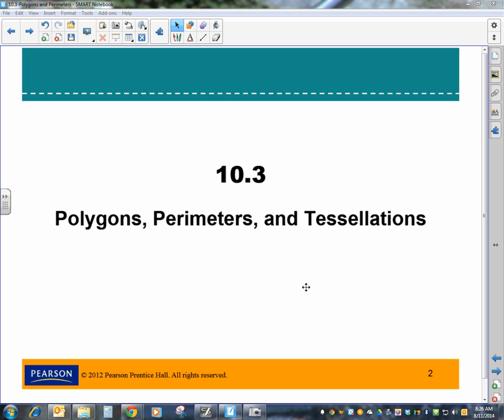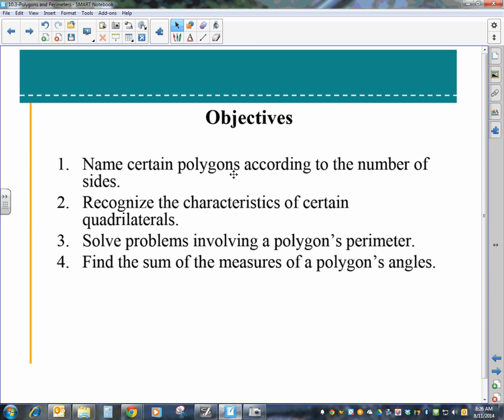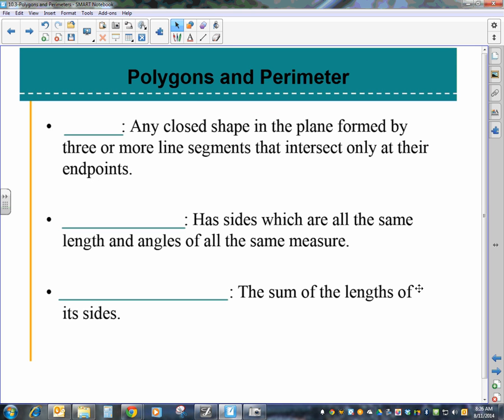Okay, today we're going to cover 10.3 and we're only going to talk about polygons and perimeters, not tessellations. As we go through, we're going to make sure you know how to, or refresh your memory on, naming certain polygons according to their sides, recognizing their characteristics, and then solving problems involving perimeters and the sum of the measures of a polygon's angles.